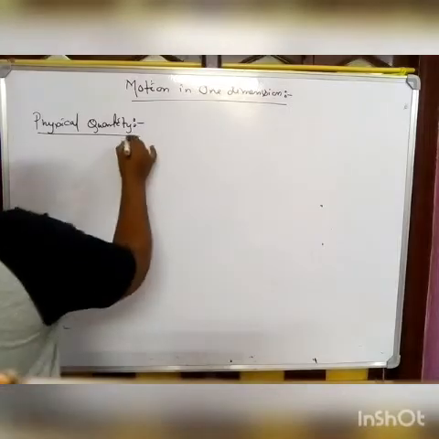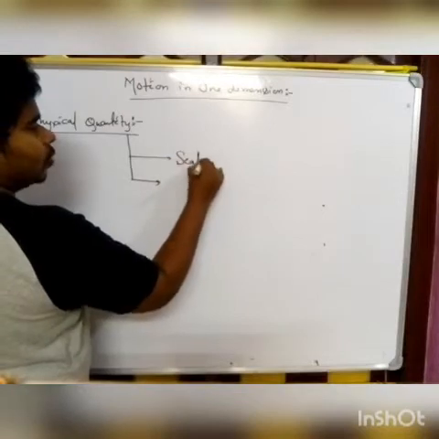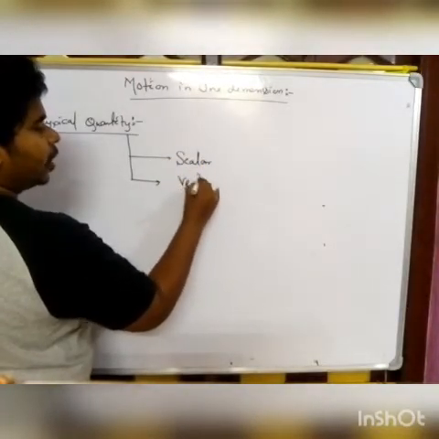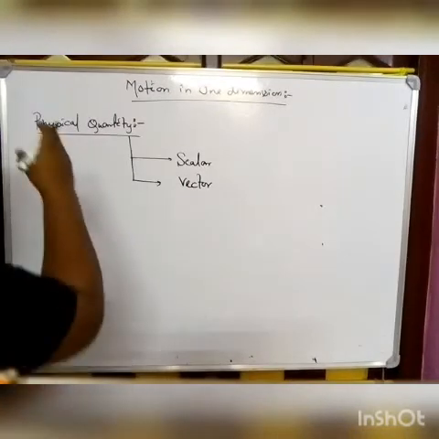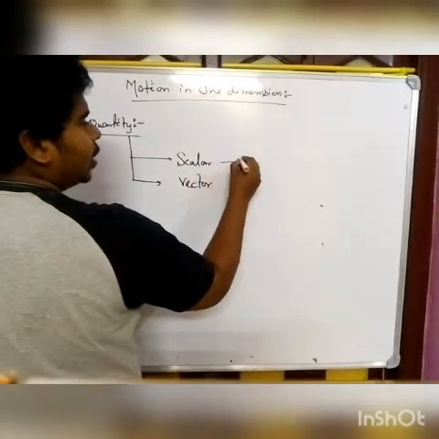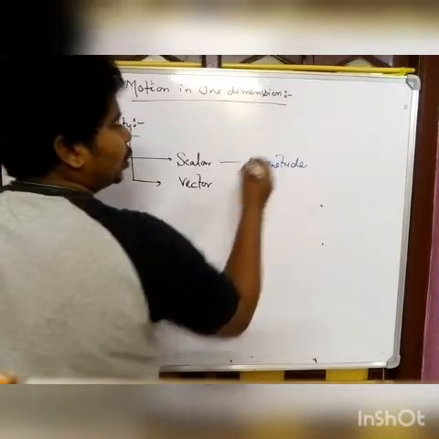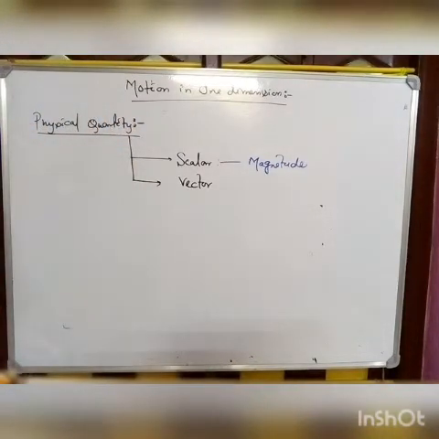There are two types of physical quantities. One is known as scalar quantity and another is known as vector quantity. This is new to you, but physical quantity you have already learned in class 7, 8, everywhere. So what is a scalar quantity and what is a vector quantity? A scalar quantity is one having only magnitude, no direction involved. That quantity is known as a scalar quantity.